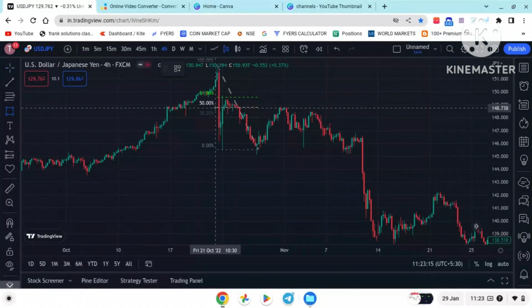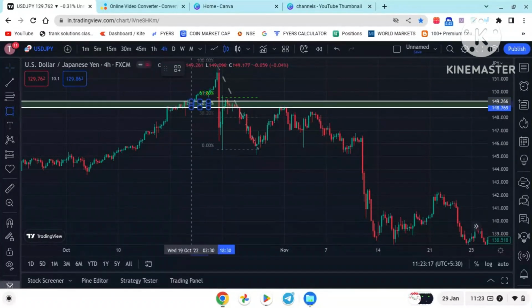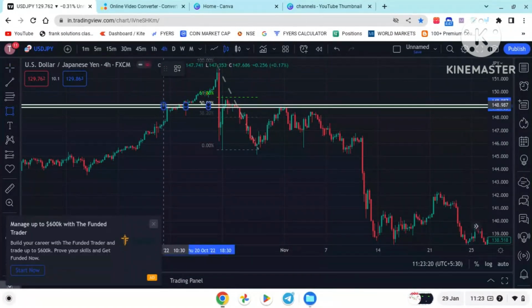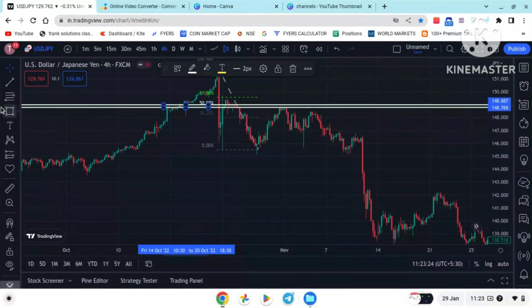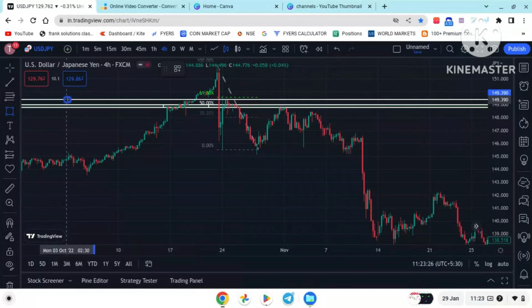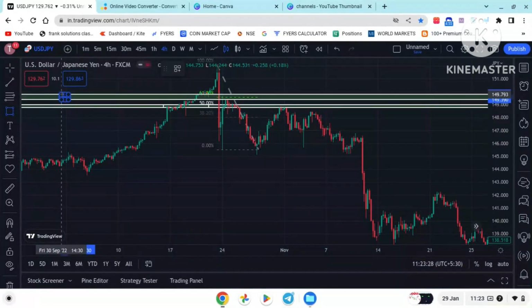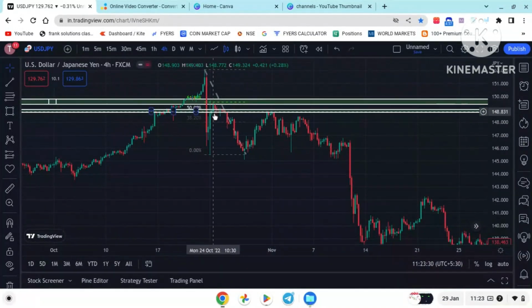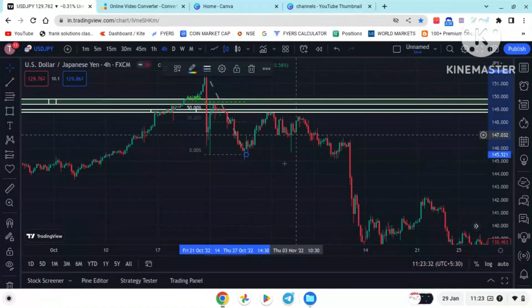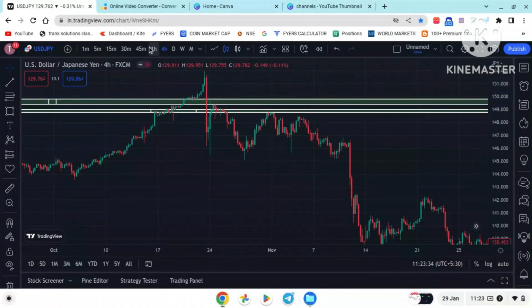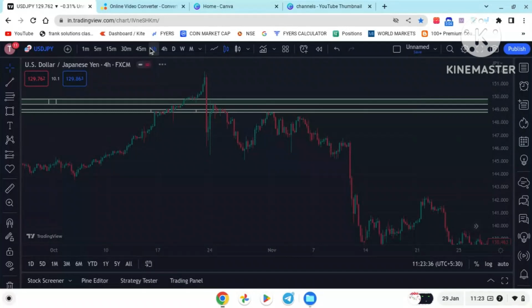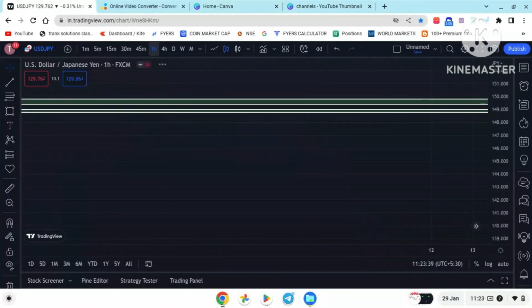So what we will do, we will just mark the 50% level from here to here. Simply we have marked this 50% level, and the second level is the 60% level, this one. Okay, so these two levels are resistance levels. So if we go to a shorter time frame for the trade, let's say we go to 1 hour, let's say we have to take the trade, so we'll go to 1 hour.